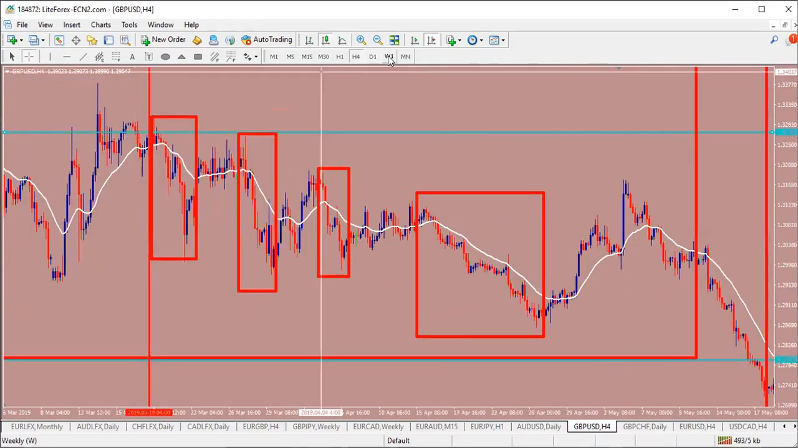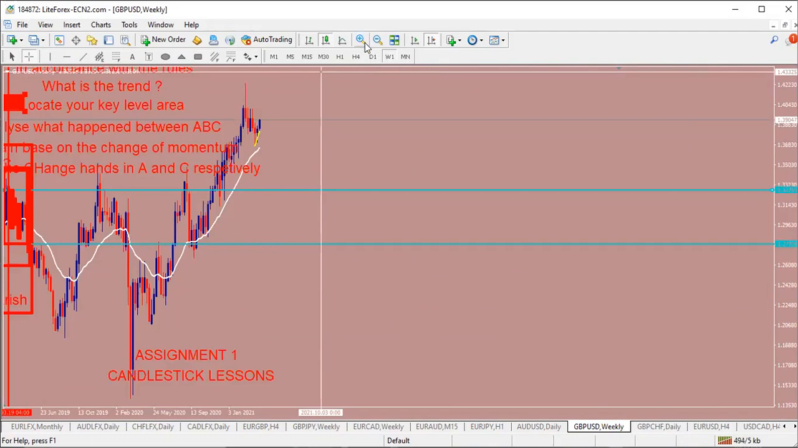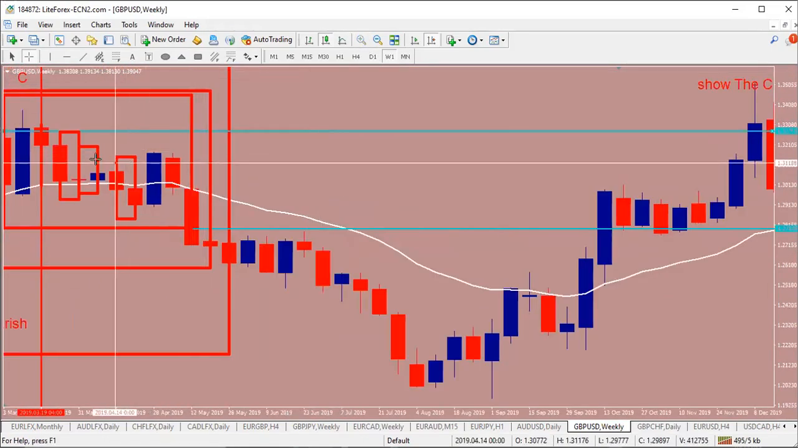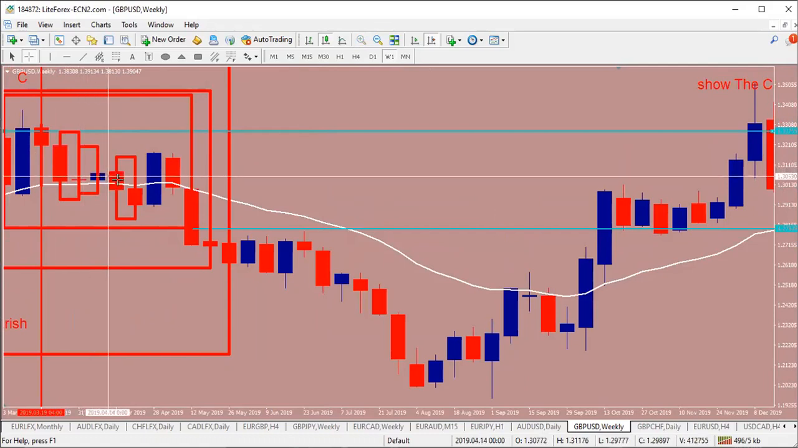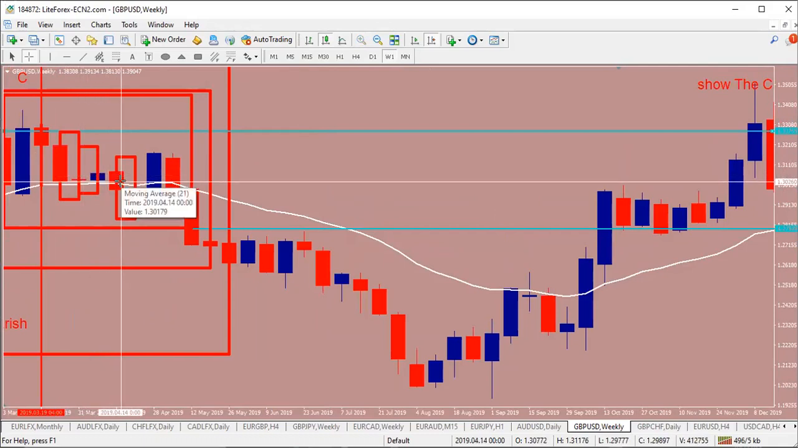Now, if you go down to the weekly time frame, you will notice that all these things I showed you happen within 1, 2, 3, 4, 5, over 4 to 5 bars. But in the 4-hour time frame, they elaborate it more for us to see. Do you get it now?